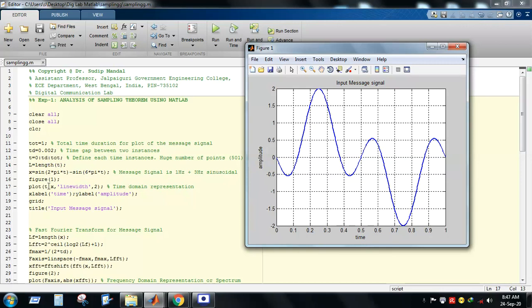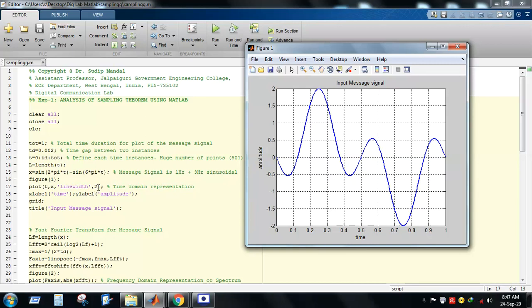Now we have to plot it. So how can we plot? On the x-axis we plot time, on the y-axis we plot amplitude. So plot t comma x, with line width, that means the width of the corresponding sketch that is observed in the output of MATLAB.